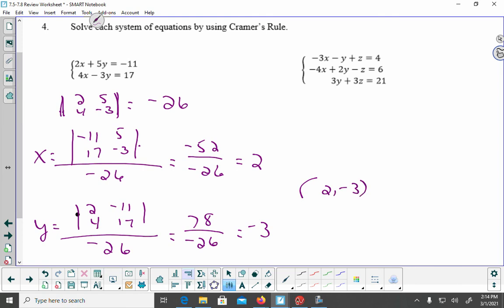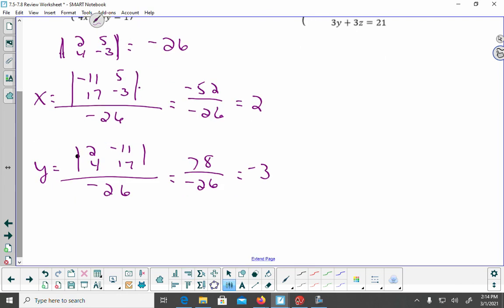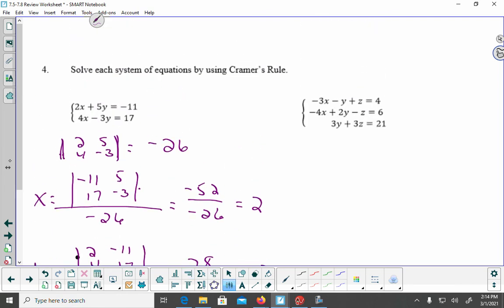Now to do the next one, I've got to write this down here. To do the next one, I'm going to do the coefficients. So negative 3, negative 4, and that's understood to be a 0. Negative 1, 2, 3. 1, negative 1, 3. And when I find the determinant of that, I'm going to get negative 51. All these determinants are being done on your calculator.